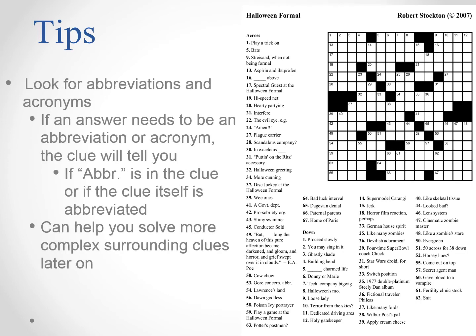You also want to look for abbreviations and acronyms. If an answer needs to be an abbreviation or acronym, the clue will tell you. So here we have, for example, these abbreviation sections, and right here we can fill those in. We have ecology for the gore problem, and we have October for that abbreviated month. And these can also help you solve more complex surrounding clues later on.